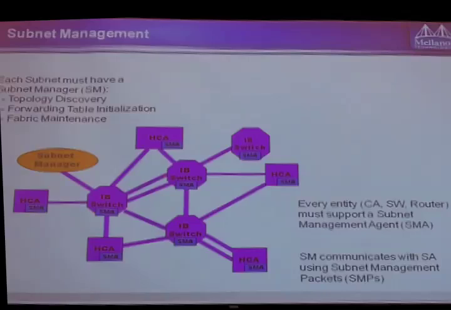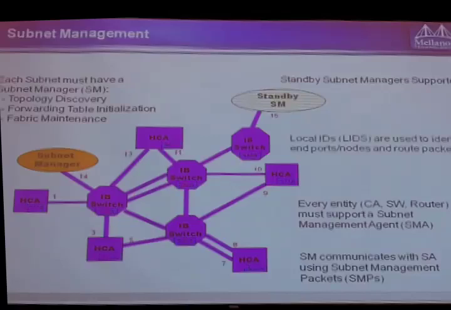And then every entity in my subnet, the HCAs and the switches, and any InfiniBand routers that may be there, must support a subnet manager agent. So they're all running a subnet management agent, and this agent is really there to just communicate with the subnet manager. So the subnet manager communicates with each SMA using subnet management packets. Sometimes you'll see them referred to as SMPs. I can also have a standby subnet manager supported. And I use local IDs to identify end ports or end nodes and to route packets.